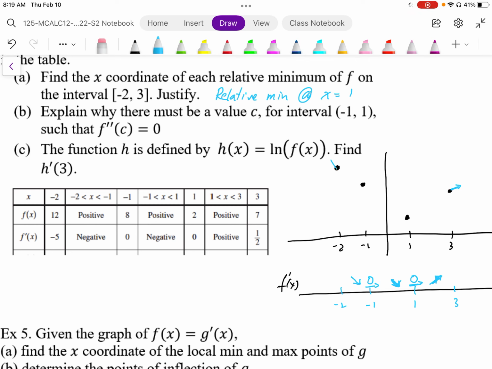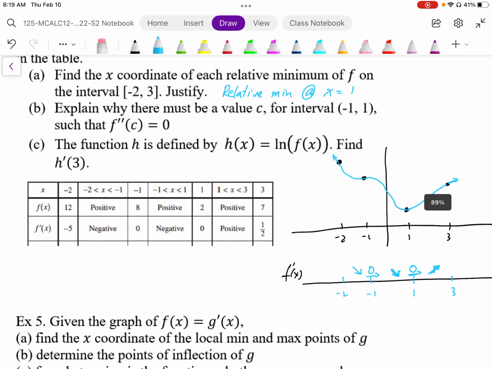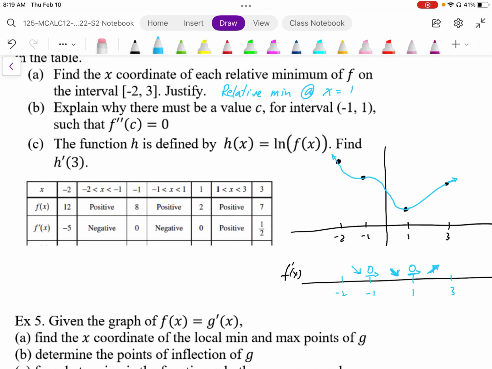So if I sketch my graph in, it's going to go through here, slide, come down, hit a minimum, and then keep on going up through there. So there's my graph, and I have a justification based on my slope chart and also my graph.